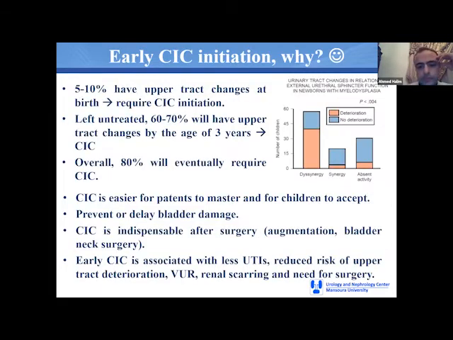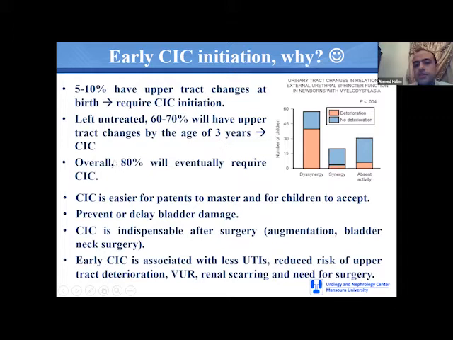So again, the two main pillars or components: early initiation of CIC, and I agree with this totally, and I will tell you why. As I mentioned, 5 to 10% of patients are born with upper tract changes, and those would require CIC initiation irrespective of the approach used, whether proactive or not. And if left untreated, say 20% would have upper tract changes by the age of 3 years, and again, those would require CIC later in life.